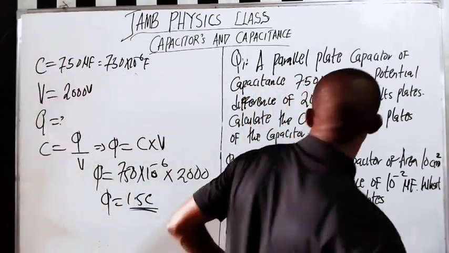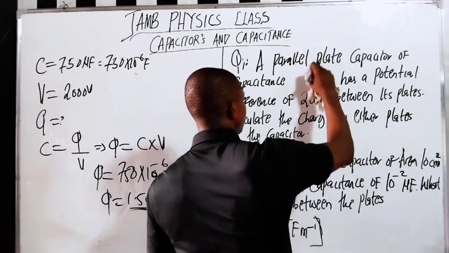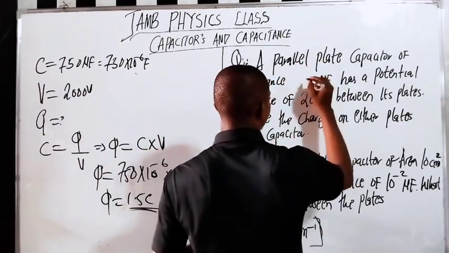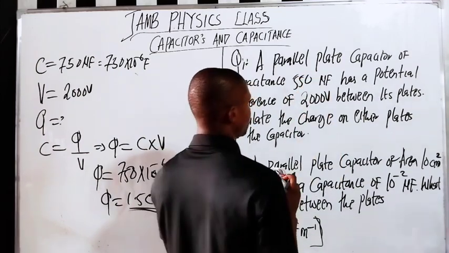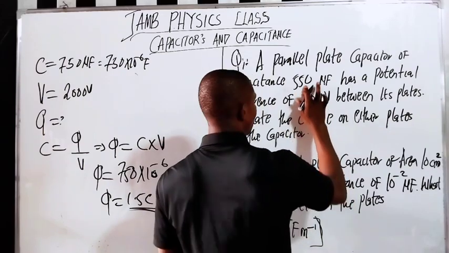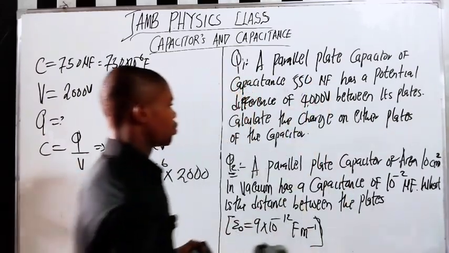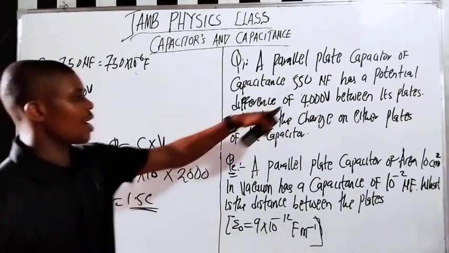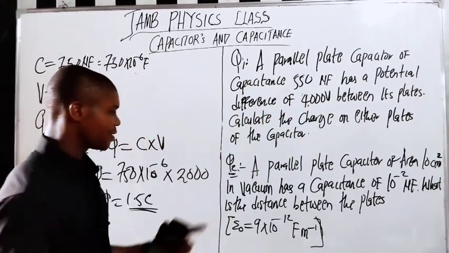So if for example I change the capacitance to 550 and I change the voltage to 4000, what will be the answer here? Leave the answer in the comment section for the first one.